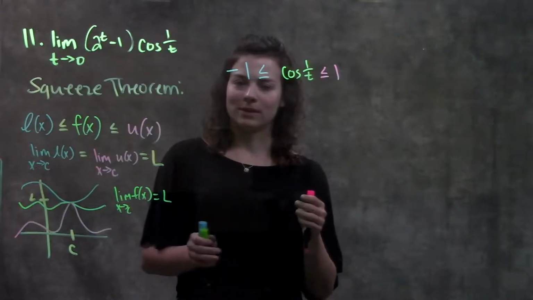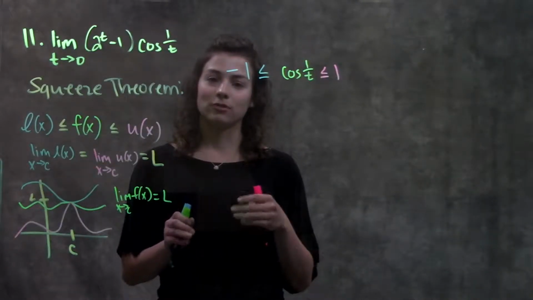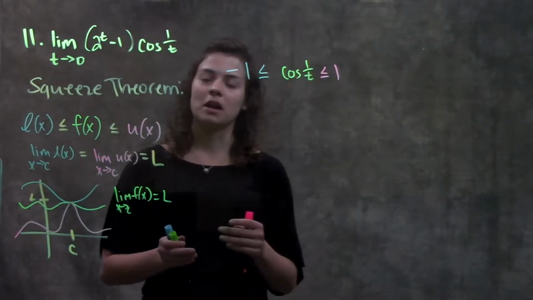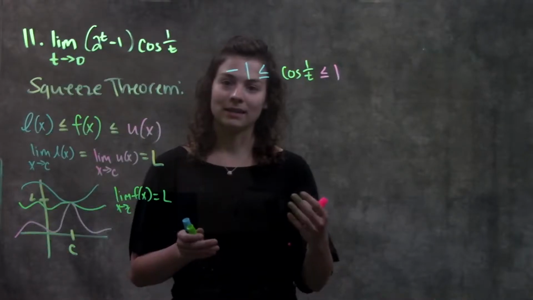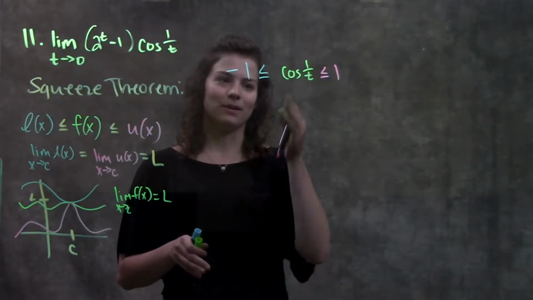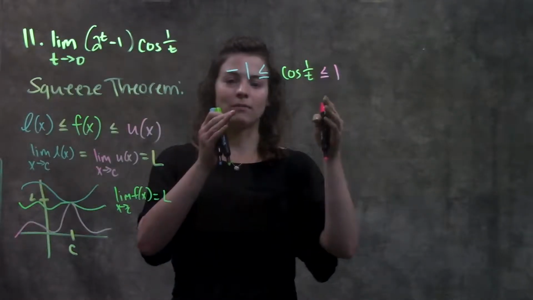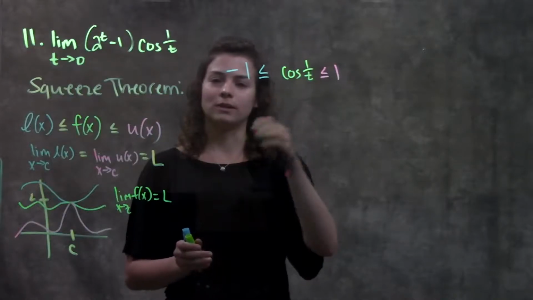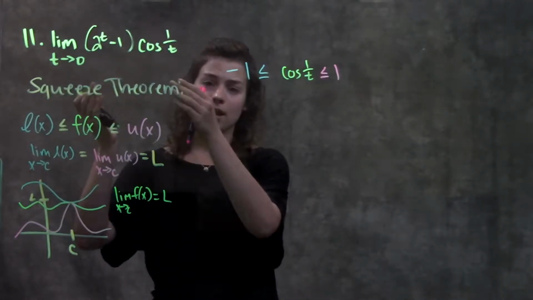And just a pro tip with these types of problems: if you ever have a trig function with a squeeze theorem problem, that's probably where you want to start. Because remember, both cosine and sine are bound by positive and negative 1. All right, so I have cosine 1 over t is bound by these two values, but I'm not really interested in just cosine 1 over t.